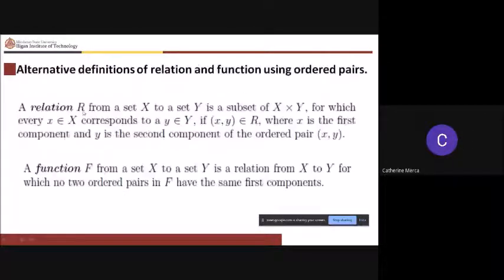A relation from a set X to a set Y is a subset of X cross Y. If you studied your set theory, then you would know what is your X cross Y. X cross Y is your Cartesian product. So what is X cross Y? X cross Y would be the elements (x, y) such that x is an element of the set X and y is an element of your Y. So function f from a set X to a set Y is a relation from X to Y for which no two ordered pairs in f have the same first components.